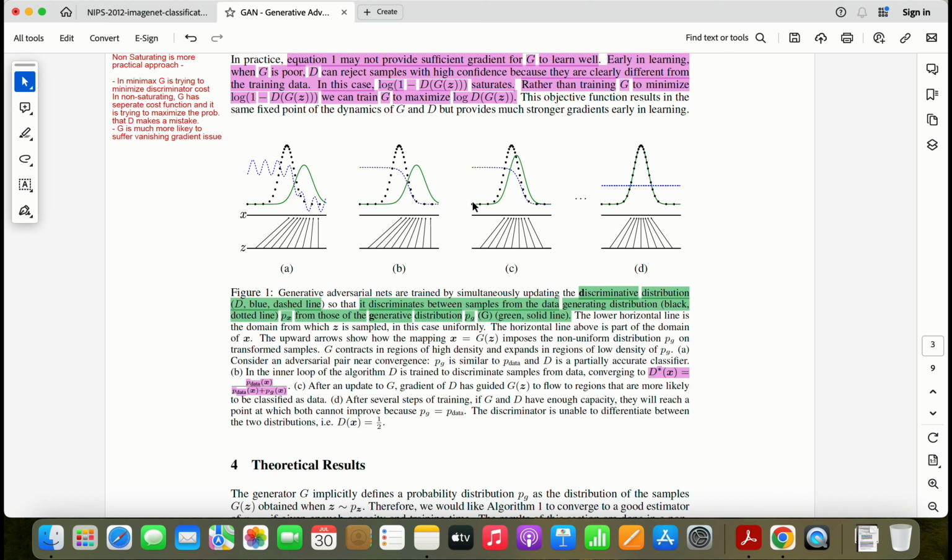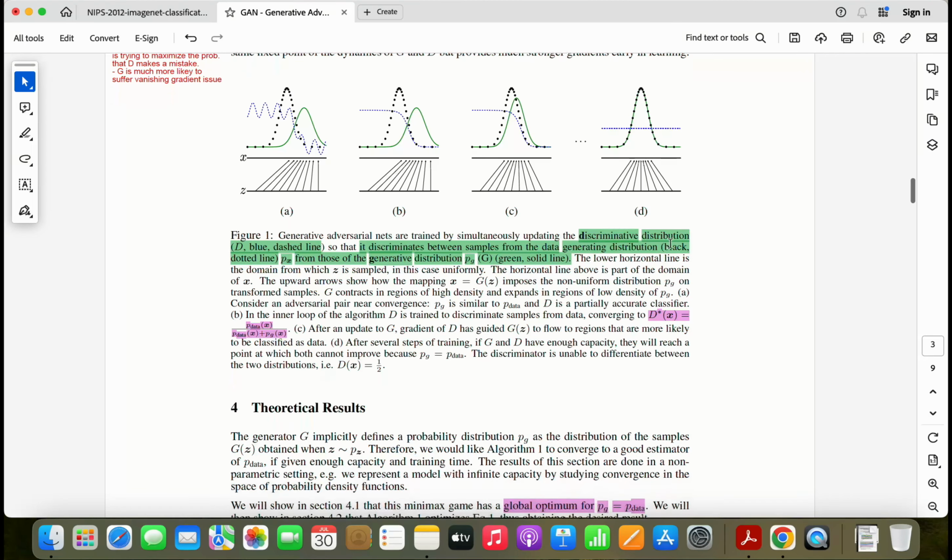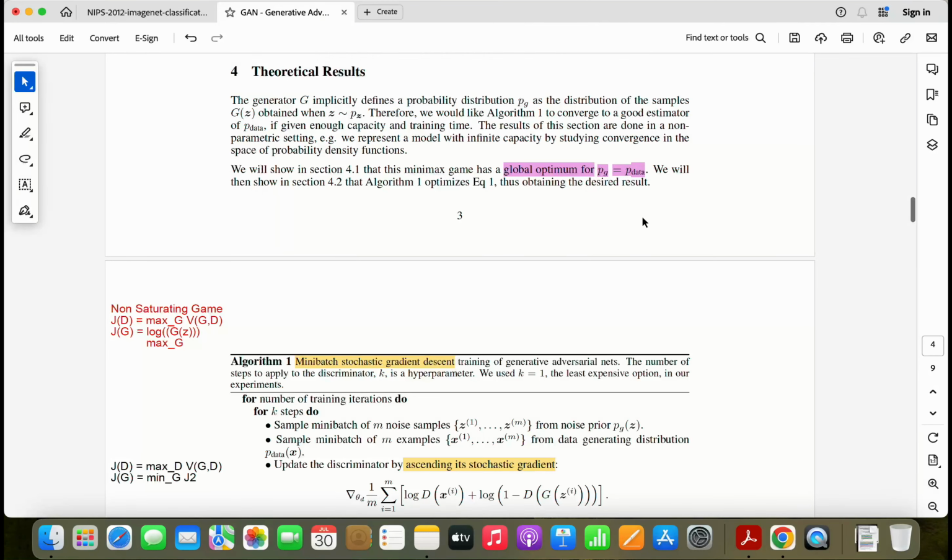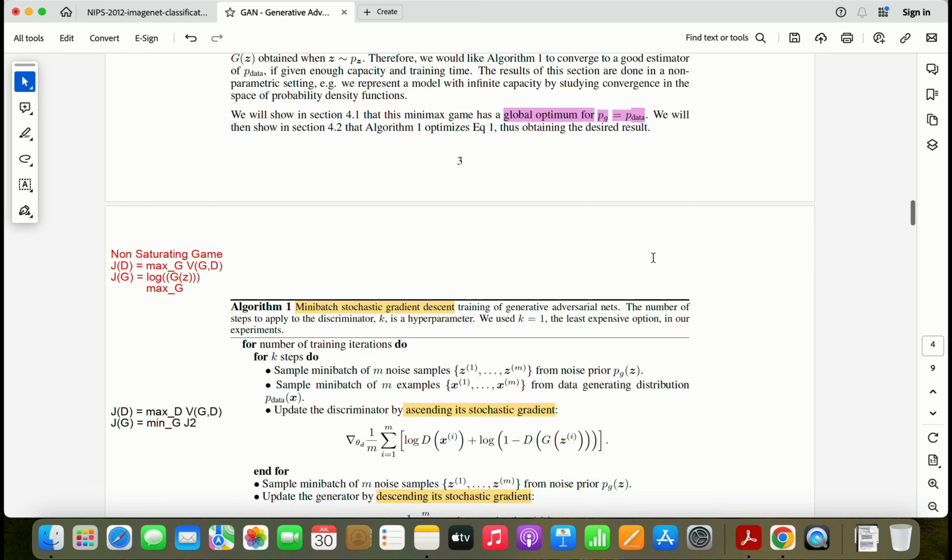between generated and fake. Finally, this is the optimal condition where the generated data becomes equal to our distributed data. In that case, the discriminator is unable to distinguish generated from real, so it will give a constant output of 1 by 2. All this we'll learn in this theoretical section now. So the global optimum condition is where PG is equal to P data, so the distribution of the generator is equal to the distribution of the input data set.